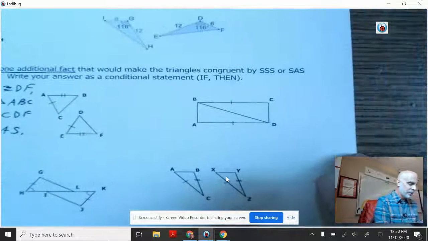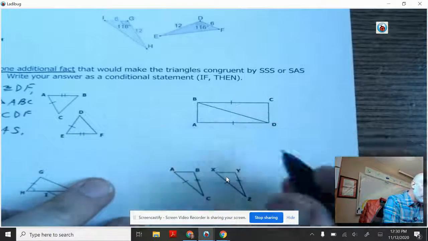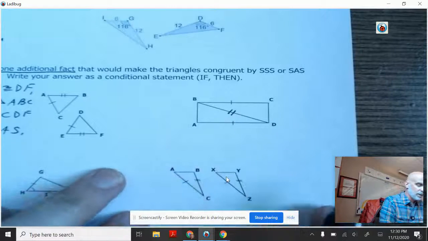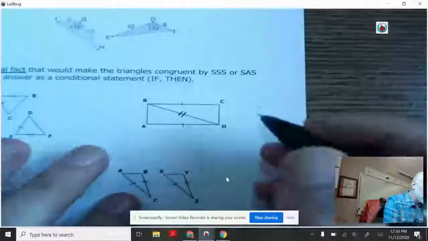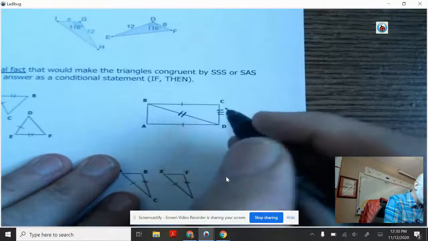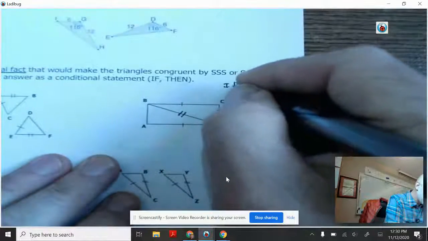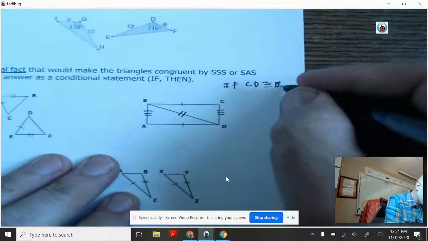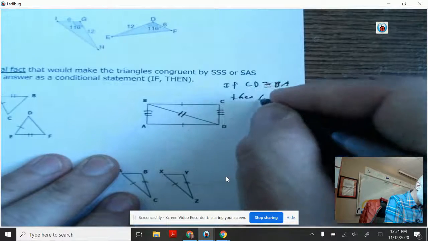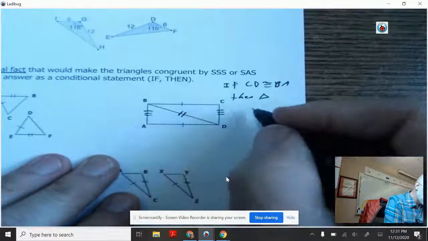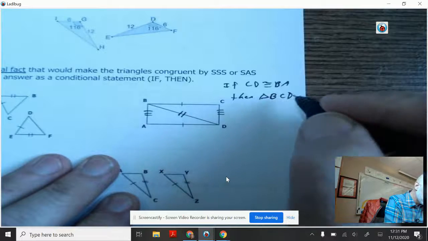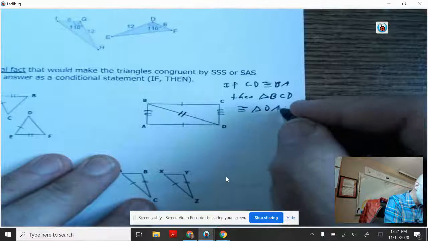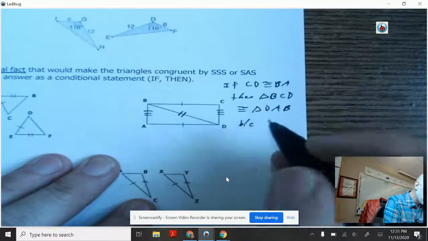So like over here, this one only has one thing given, but this is not an additional fact. That fact is happening, but we just have to recognize that. All right. So I may want to answer this one this way. I'll say, well, if I knew that CD is congruent to BA, then triangle BCD is congruent to triangle DAB because of side, side, side.